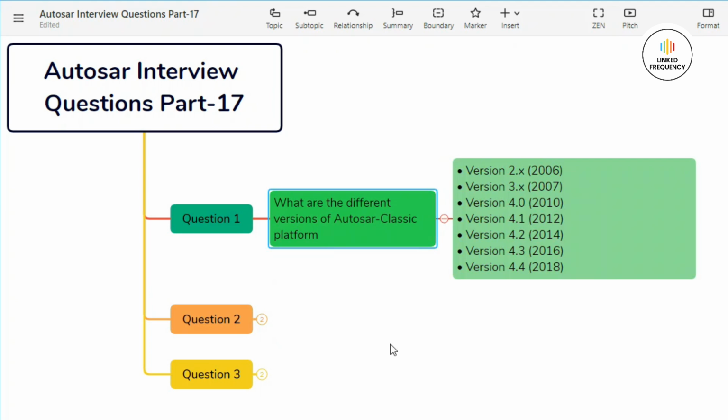Moving on to version 4.0. It has major update with significant enhancements. It introduced a more modular and scalable architecture. It also improved support for safety and security features. It enhanced diagnostics and communication protocol. Lastly, it also introduced standardized interfaces for basic software module.